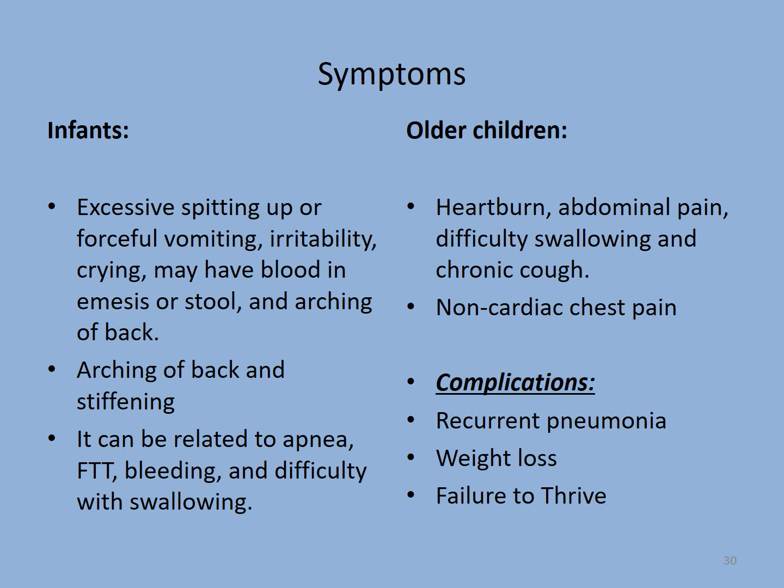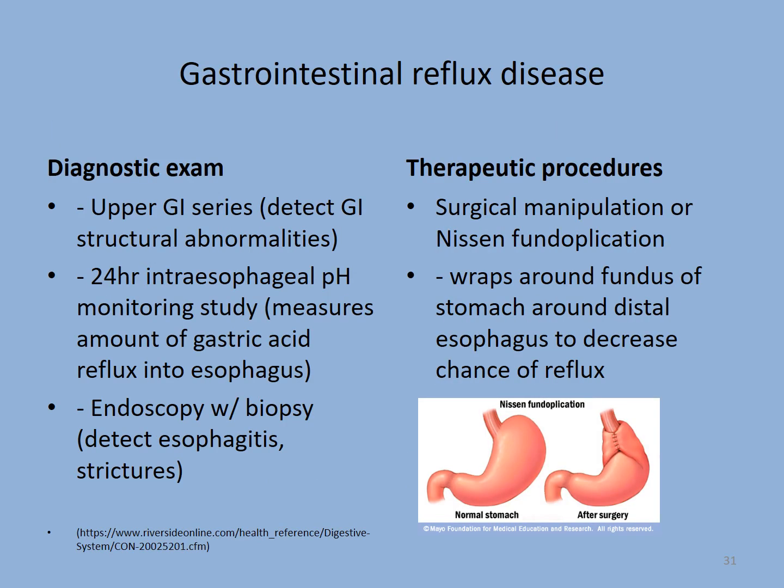And generally when an older child has this, it's because they're eating too much at one time and it's forcing that sphincter open. Complications could be a pneumonia because it goes back to the trachea, weight loss if it bothers the baby too much, and failure to thrive. So they'll do some GI series that are all listed here. They'll do a pH probe and an endoscopy.